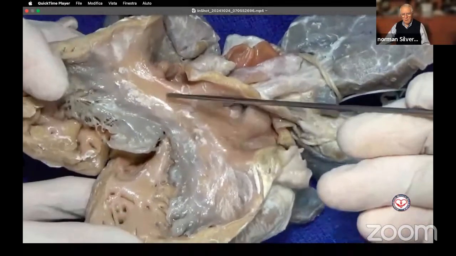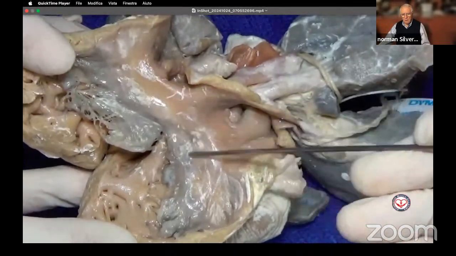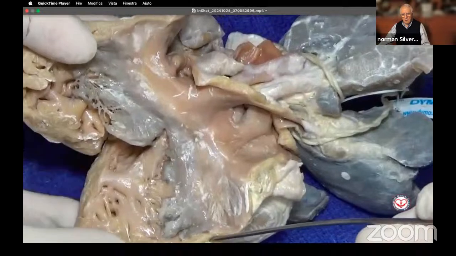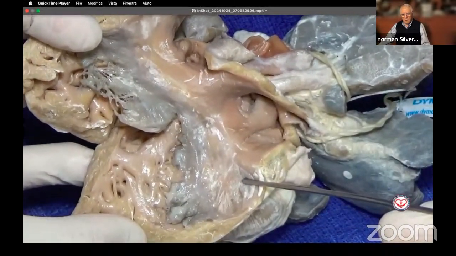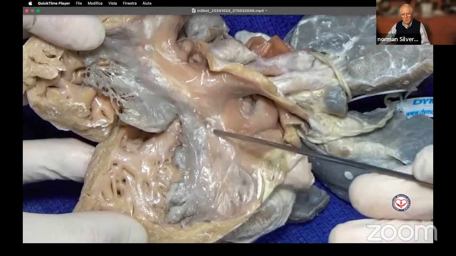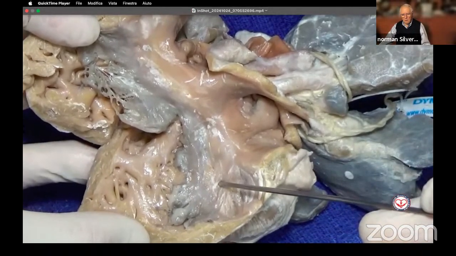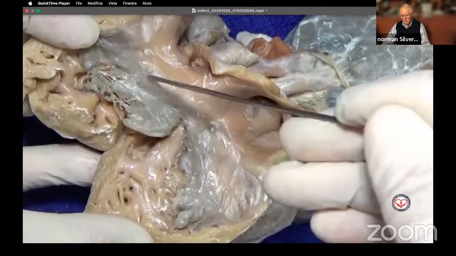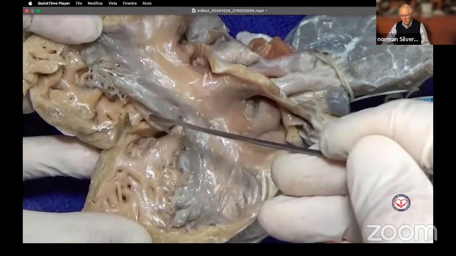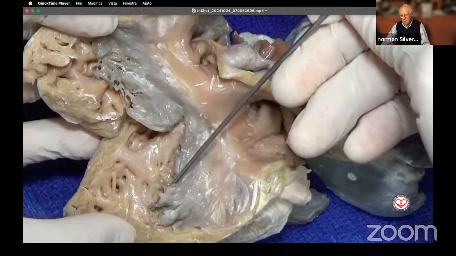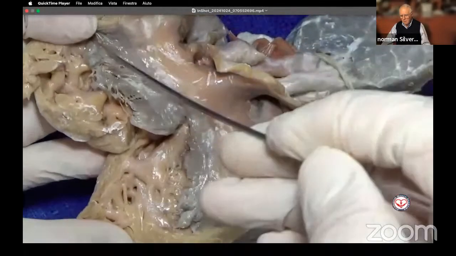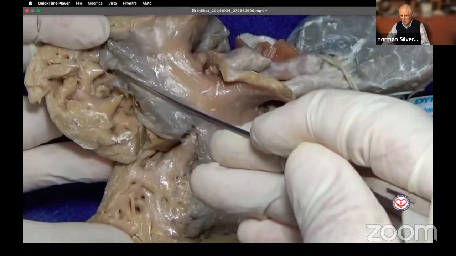The inlet is guarded by a morphologically tricuspid valve that has one of the associated malformations seen with congenitally corrected transposition, namely an Ebstein's malformation. There's also a bit of dysplasia to this valve. It is a morphologically tricuspid valve because there are attachments to the septal surface and attachments to papillary muscles.